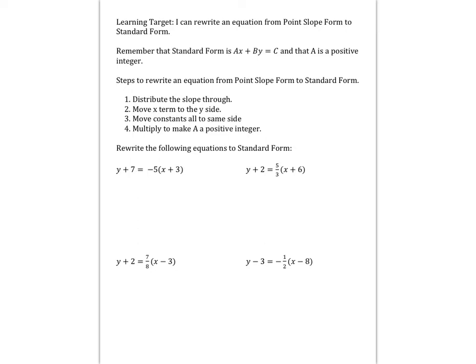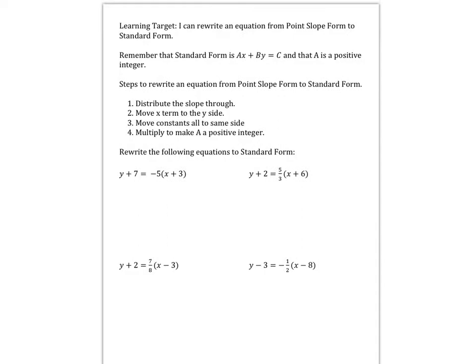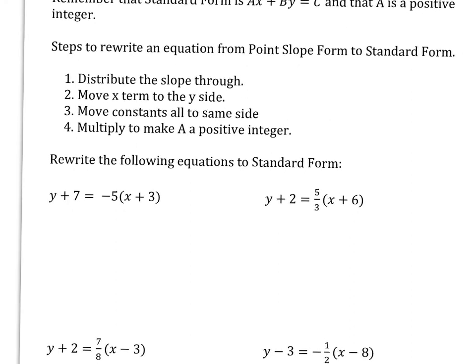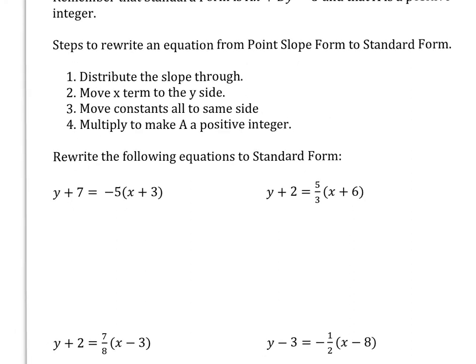So steps to rewrite an equation from point-slope form to standard form are, let's zoom in on these, distribute the slope through. So when we see parentheses with a number in front, we'll distribute that through both terms that are inside the parentheses. We will move the x term to the y side, which is the other side, the left-hand side. Move constants all to the same side, which will typically be the right-hand side. And then we'll multiply to make a positive integer if it's not, and get rid of any fractions if we have them, because we can't have fractions, we can't have decimals, and it needs to be in simplest form in order to be the correct standard form.